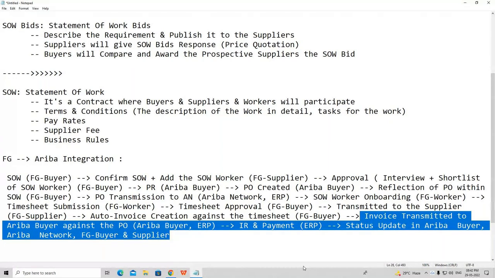Same thing over here. So I'm just giving an example. ERS is with respect to ERP and Ariba. Here we will not use ERS, but why is ERS preferred by the buyer as well as the supplier?